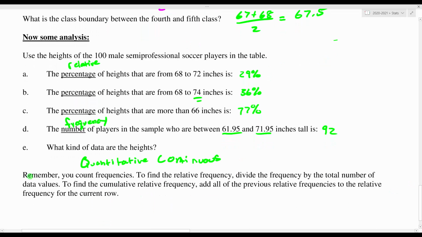All right, so just a bit of a recap. Remember, you count frequencies. To find a relative frequency, you divide the frequency by the total number of data values, and to find cumulative relative frequency, you add all the previous relative frequencies to the relative frequency for the current row. All right, so just a quick synopsis there of how to calculate those different things.